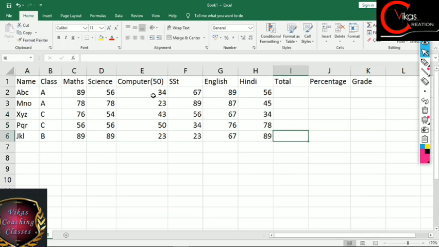Now let's suppose we have to calculate total first. So I'll show you everything step by step, like how you can do it. For calculating this total we have two options. Either we can use the formula or we can use the function. So I'll show you both the methods.